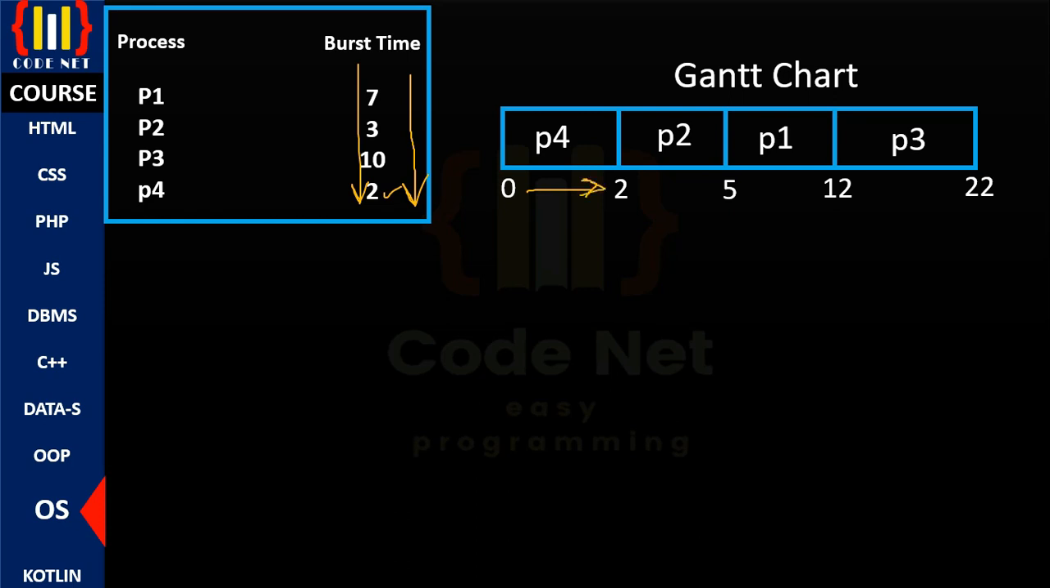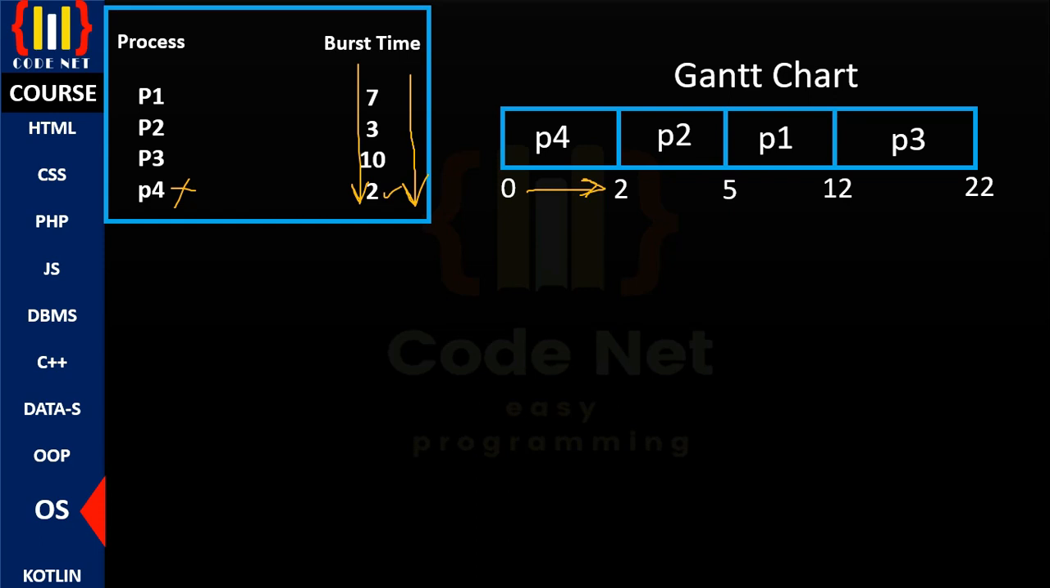It's not longest job first. No, shortest job first. So definitely process 4 will execute for 2 milliseconds, and then by then process 4 will be removed from the ready queue, will be outside the ready queue. It has been terminated. It's complete.